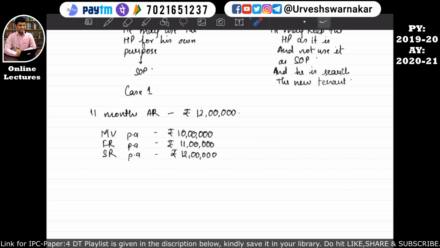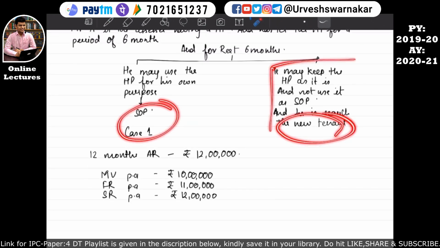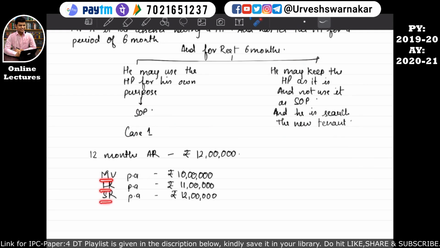I hope this is quite clear to you all by now. So irrespective of whether the assessee is following case 1 or case 2 of the vacancy period, the municipal value, the fair rent, the standard rent will be taken for the entire year only, irrespective of for how many months the assessee has let out the house property. I hope this is quite clear to you.